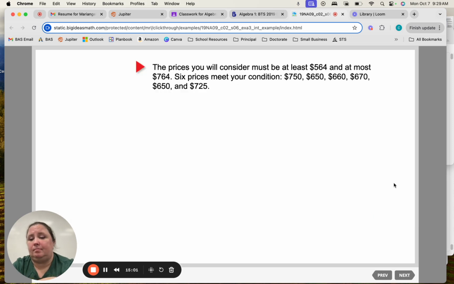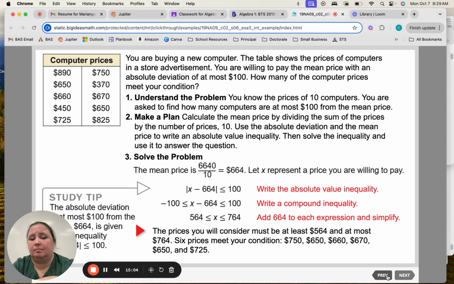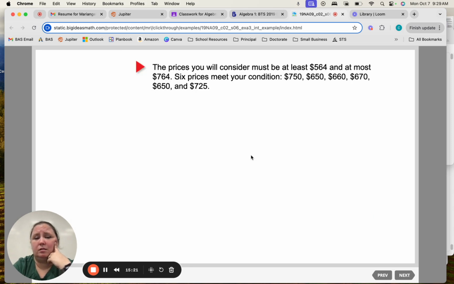So how do you write it? Right now you have this inequality as your answer. 564 is less than or equal to x less than or equal to 764. It says how many computers meet your condition. So you would tell me how many computers. Okay, so 6 computers fall in. I would say 6 computers fall in that range.